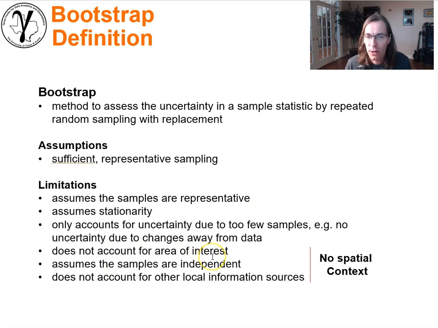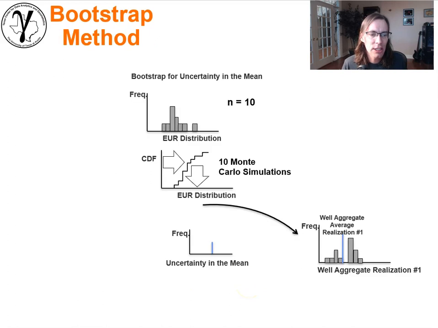Does not account for the area of interest over which you're making your estimates, assumes the samples are independent of each other, and does not account for other local information sources. This is the non-stationarity issue. Okay, what does Bootstrap look like?